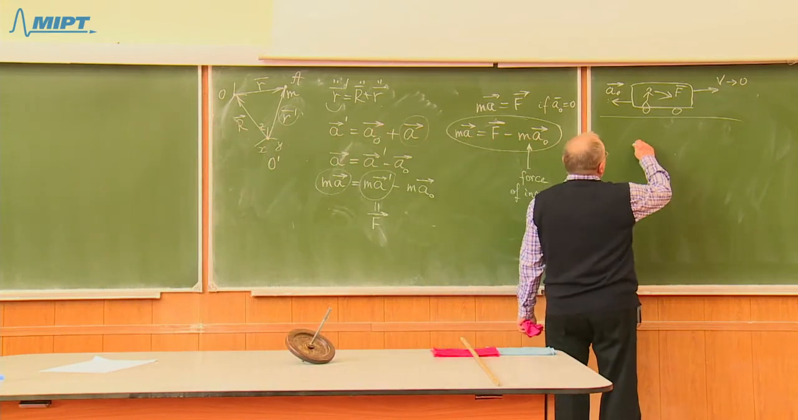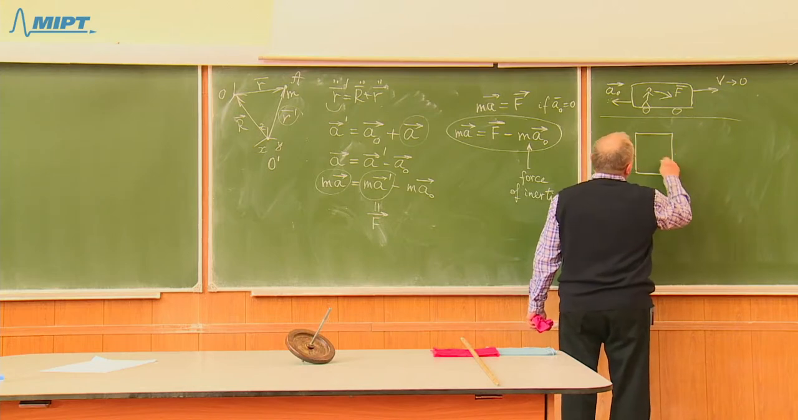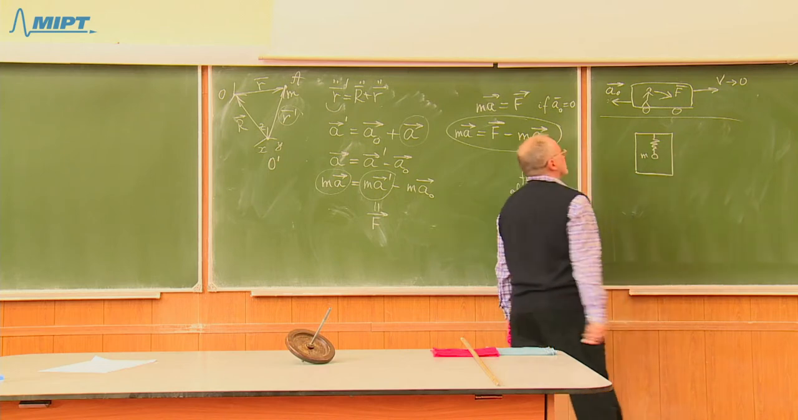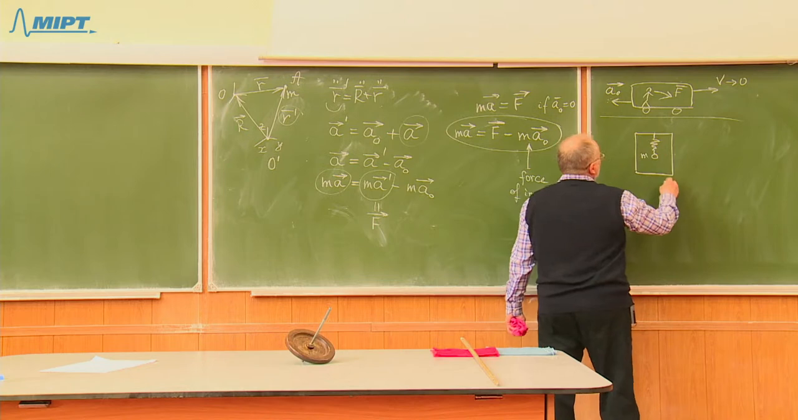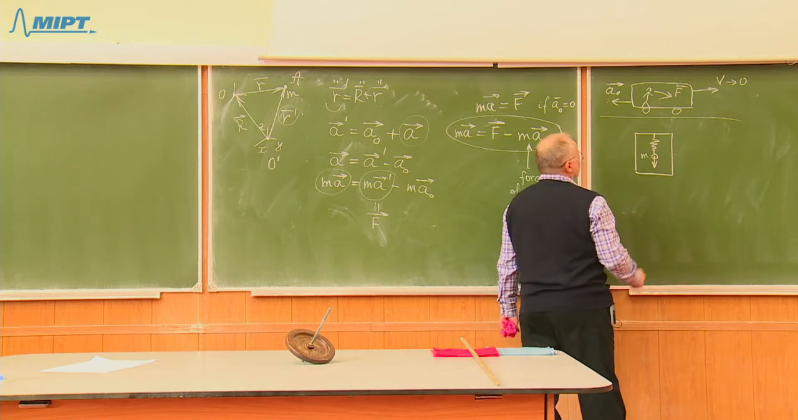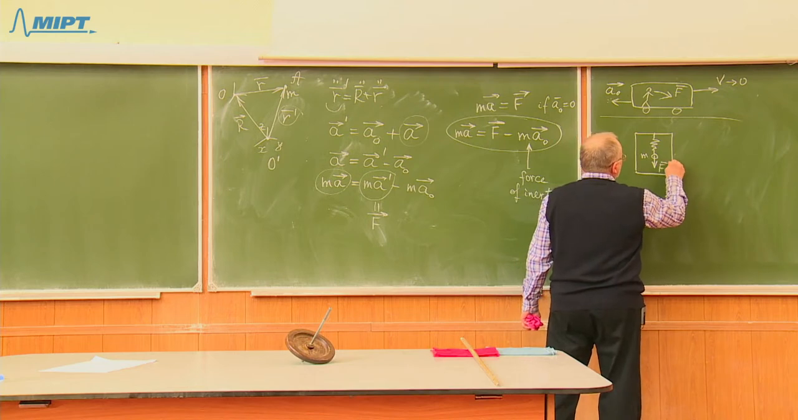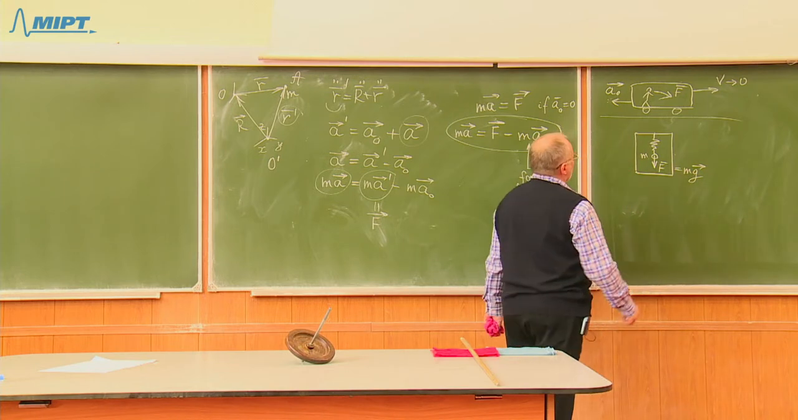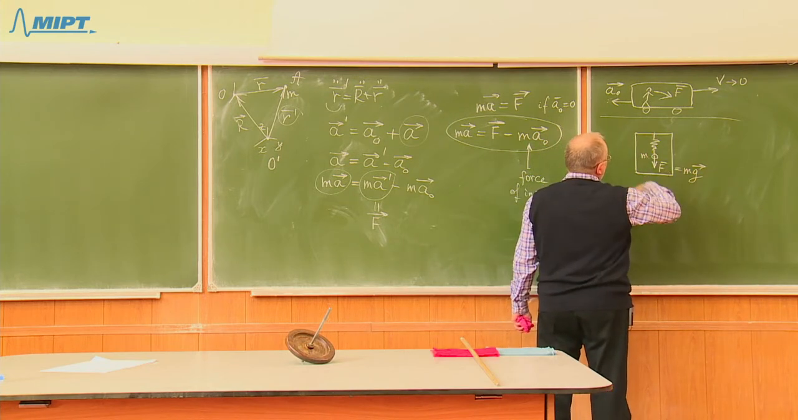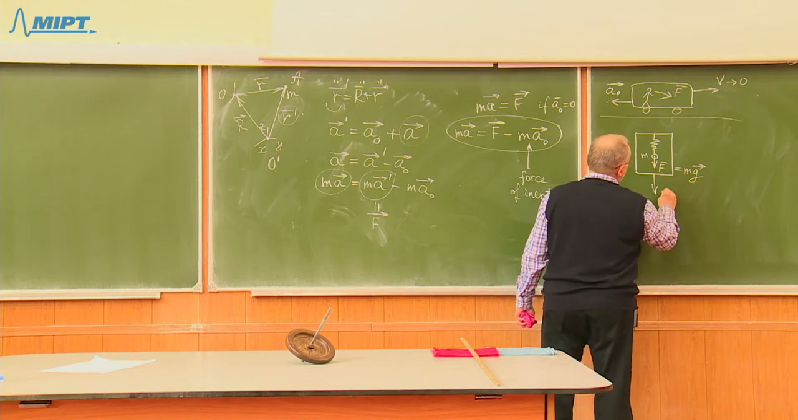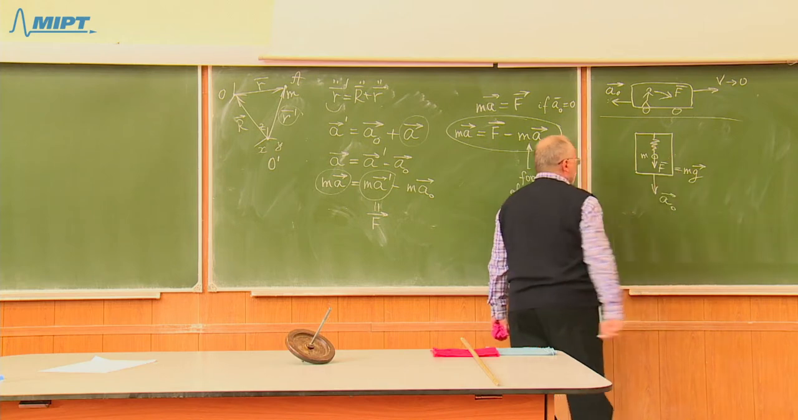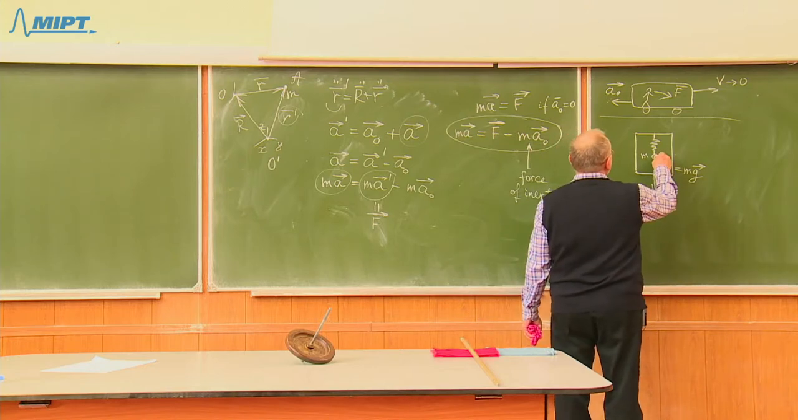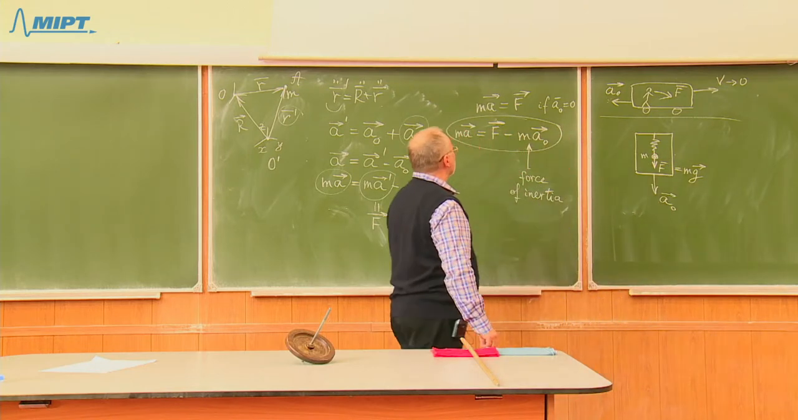Also, another example is an elevator cabin. If there is a load M hanging on a spring from the ceiling, the force due to interaction acting on this load is mg, where g is the acceleration of free fall. And suppose this elevator cabin goes down with acceleration a0. The elevator cabin goes down with acceleration. Then what happens to this mass?